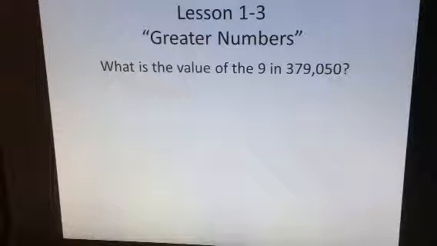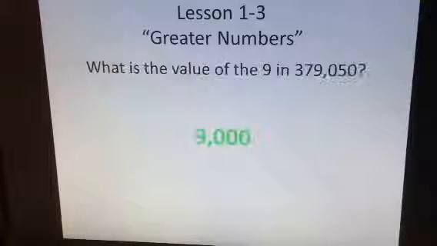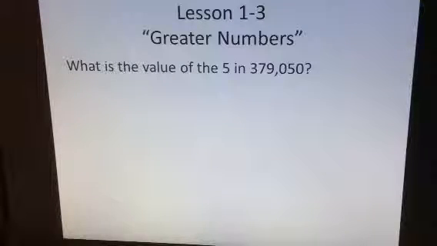What's the value of the 9 in the number 379,050? 9,000. What's the value of the 7 in the number 379,050? 70,000. What's the value of the 3 in that number? 300,000. What's the value of the 9 in that number? 9,000. What's the value of the 5 in that number? 50.